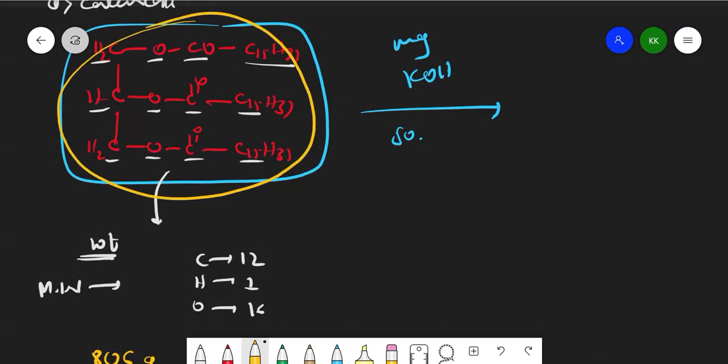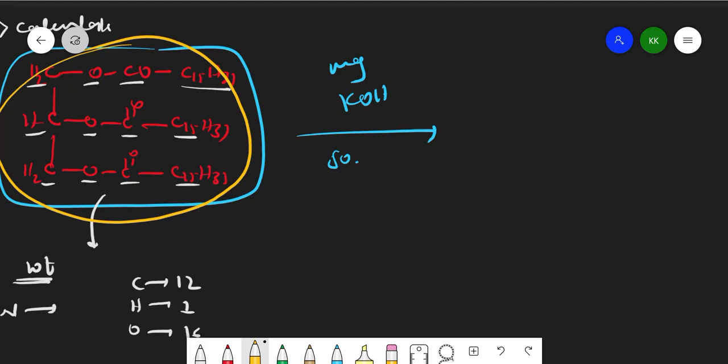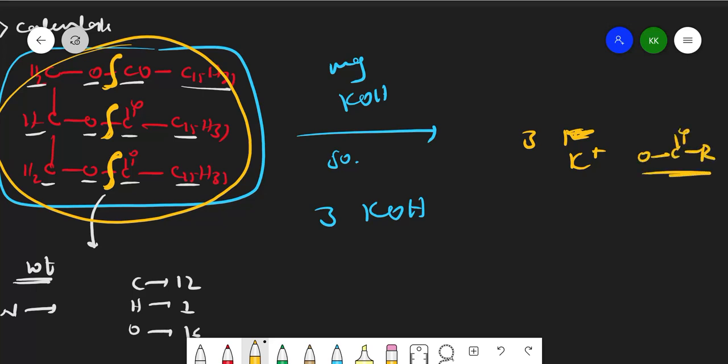And to saponify this, how many molecules of KOH are required? 3 molecules of KOH are required, because here 3 bonds I have to break, 1 bond here, second bond, third bond, because of which I'll get 3 potassium salts. Here I am using potassium, like this fatty acid salt I'll get, that is soap, 3 molecules. So 3 molecules of KOH are required.